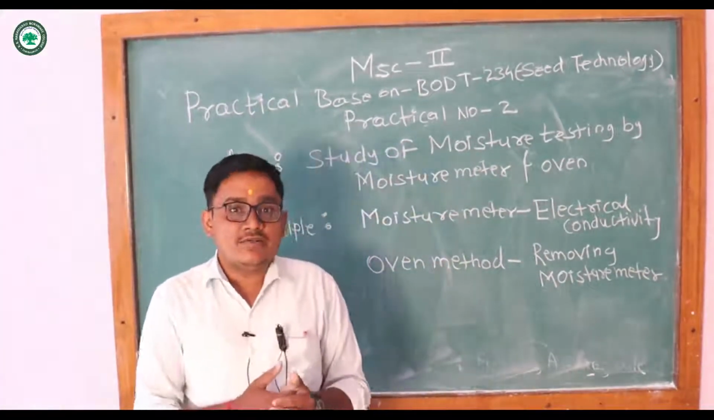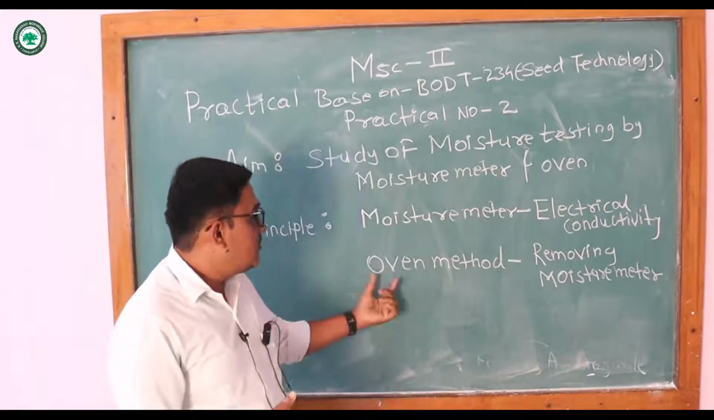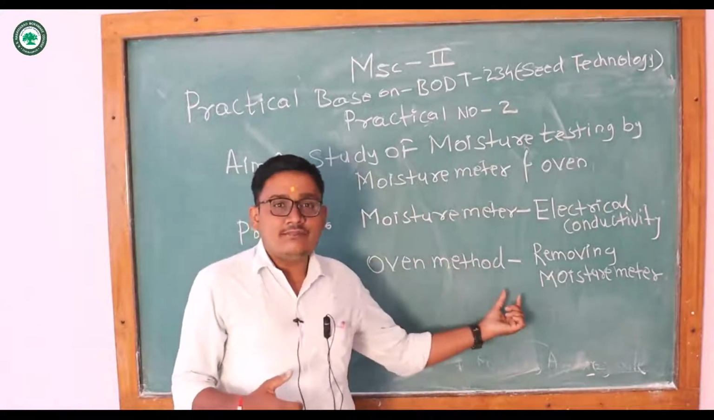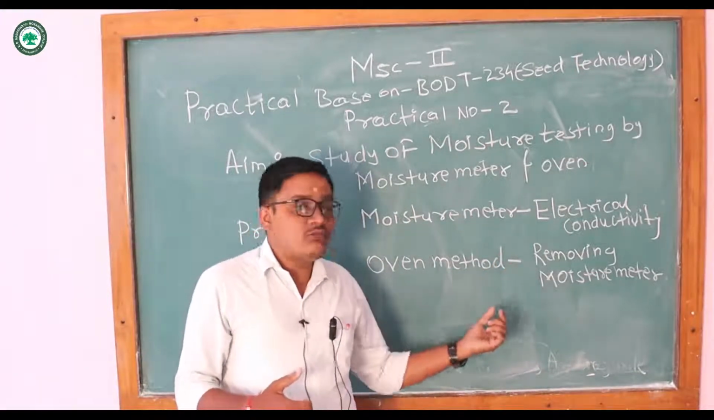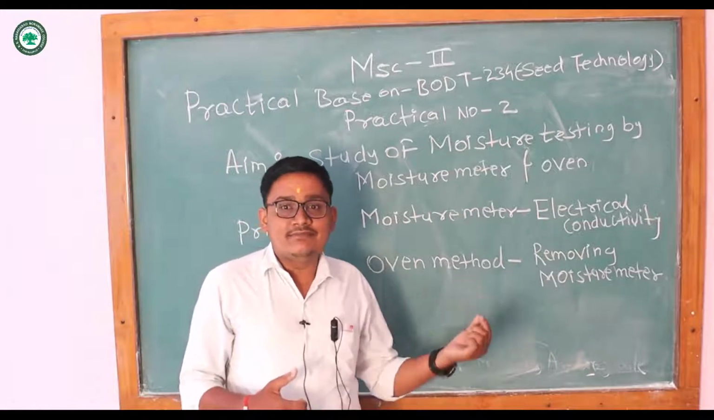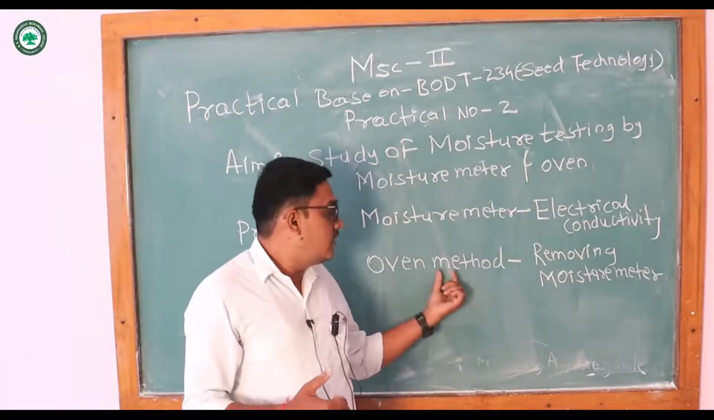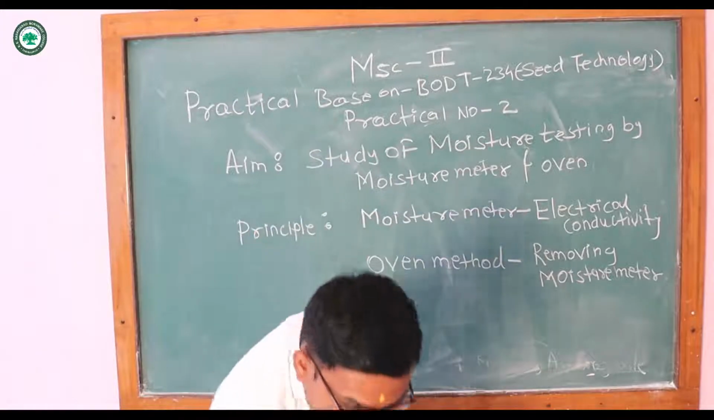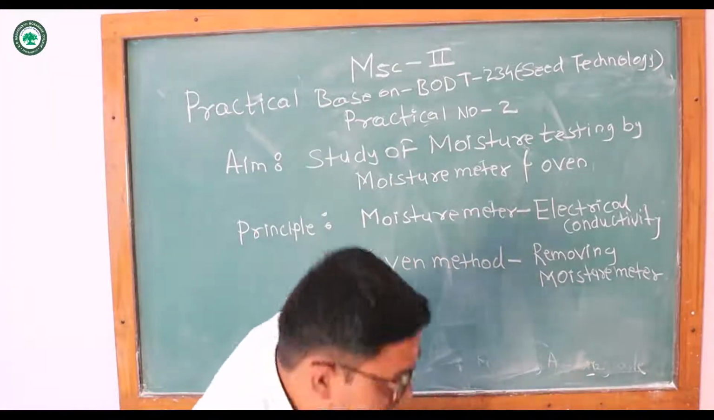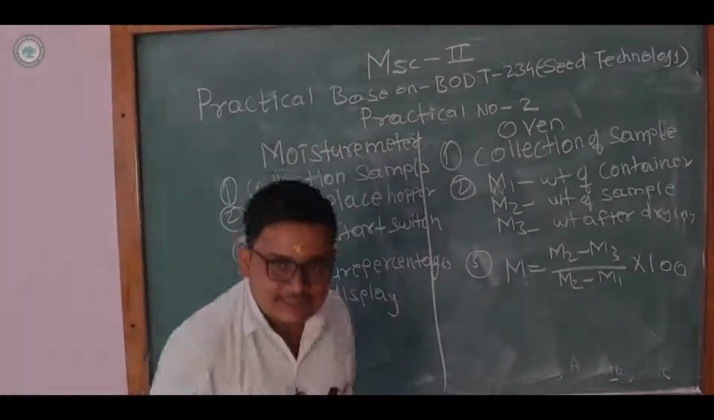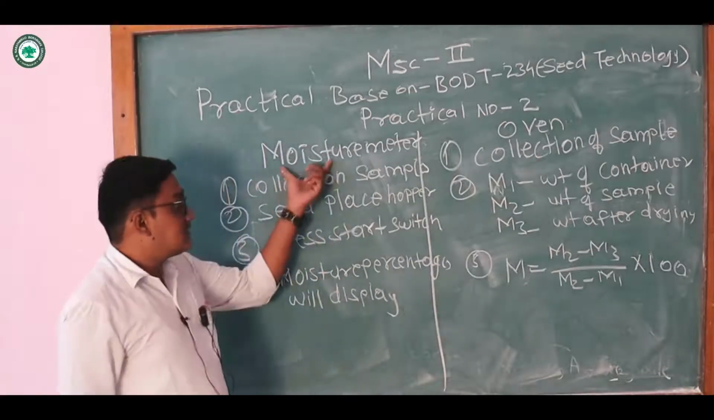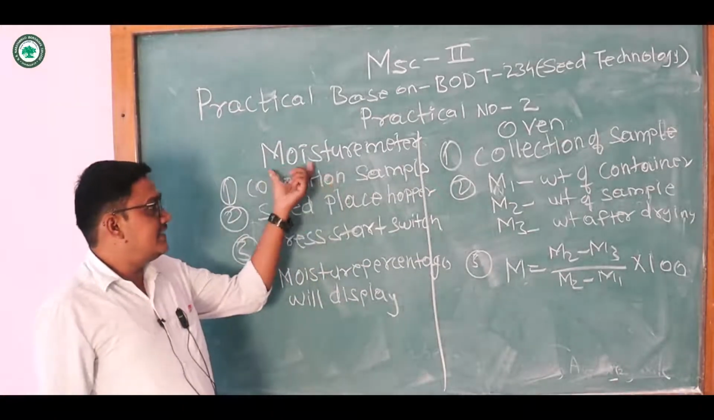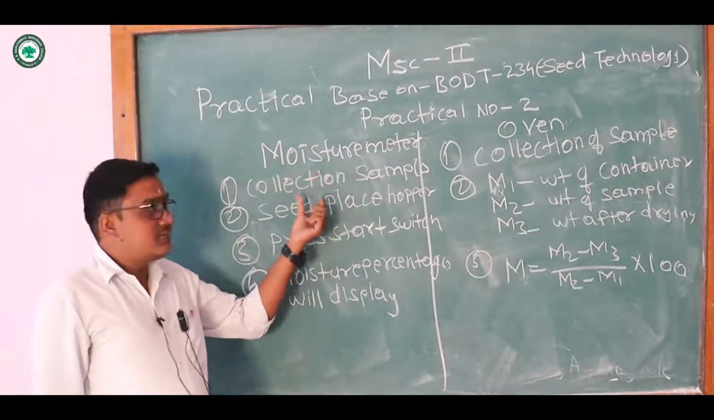Then the second method of moisture determination is the oven method. It totally depends on removing the moisture from the seed material. That is known as the oven method. Let's see the procedure of today's practical. Let's see the procedure of the first part of this practical, the determination of moisture by the moisture meter.